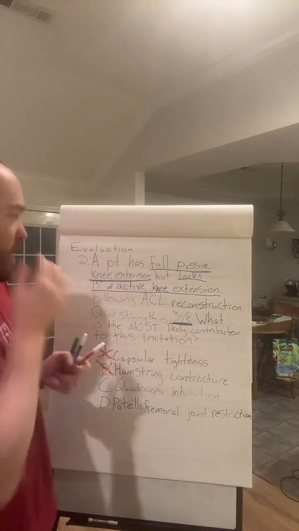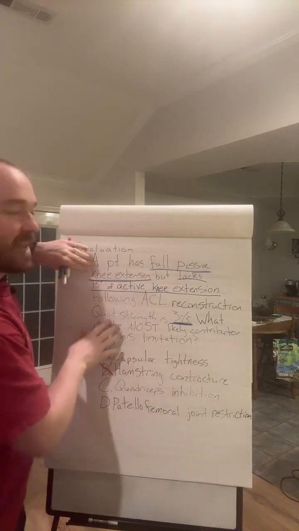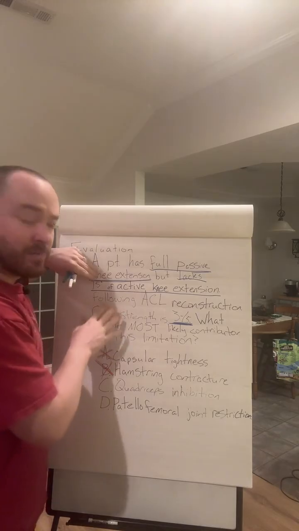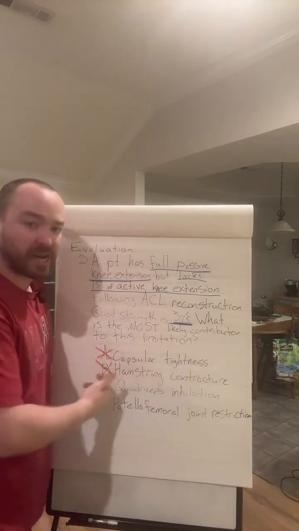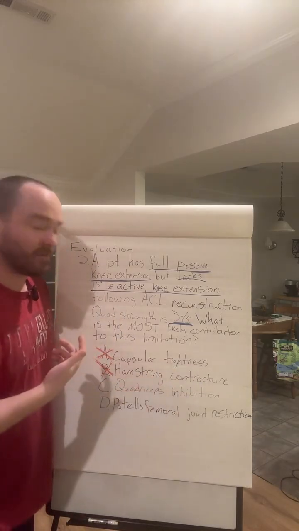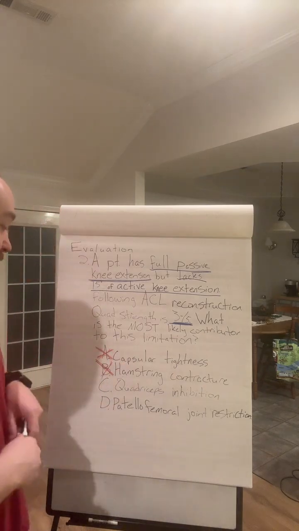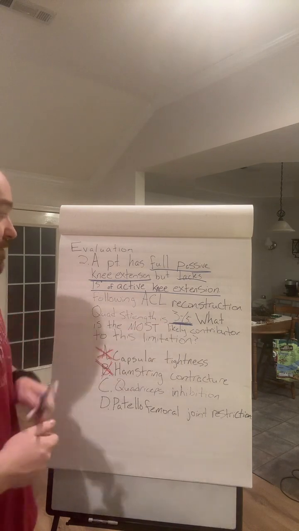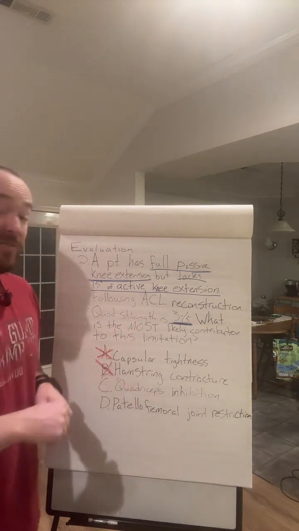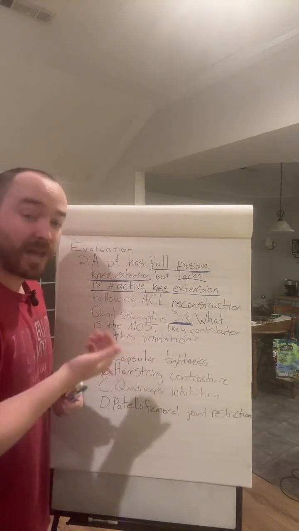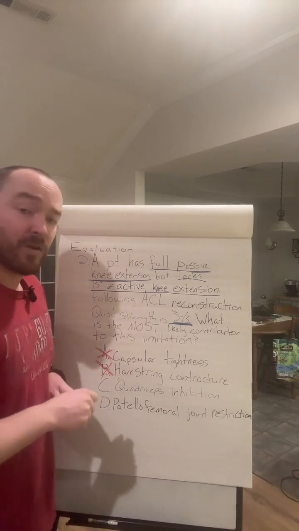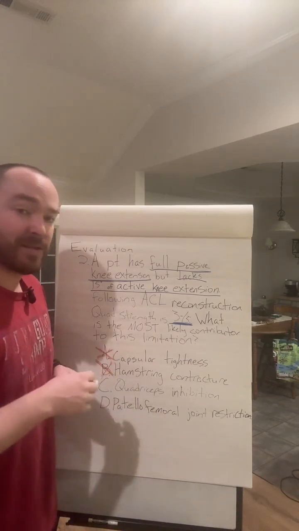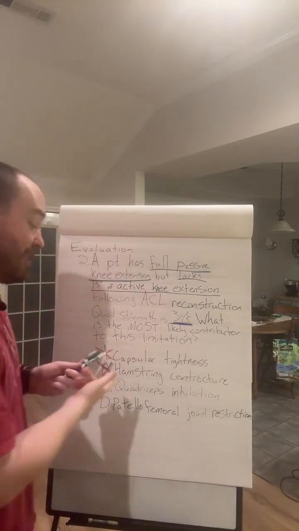Also, I mean, it doesn't say how long this person is post-op, but it would take a long time to develop a hamstring contracture, right? Like a legitimate contracture. Quadriceps inhibition, well, we know that it's 3 minus out of 5. They're post-op ACL, so if they're having a lot of pain, especially with active knee extension, then it could be that we're getting that inhibitory response as a response to the pain. So that's not a bad answer.